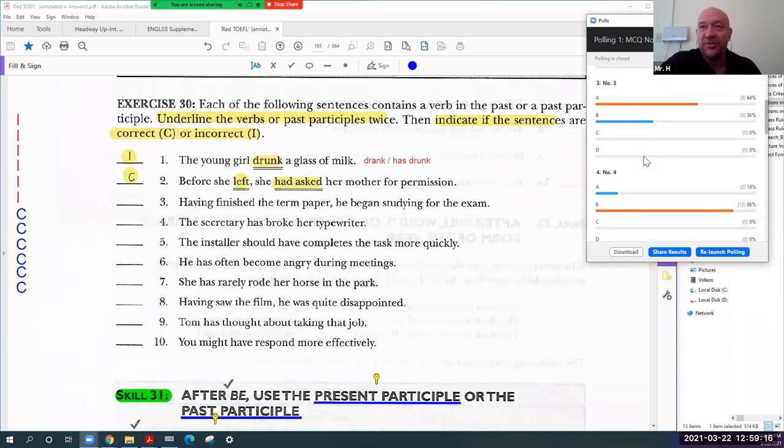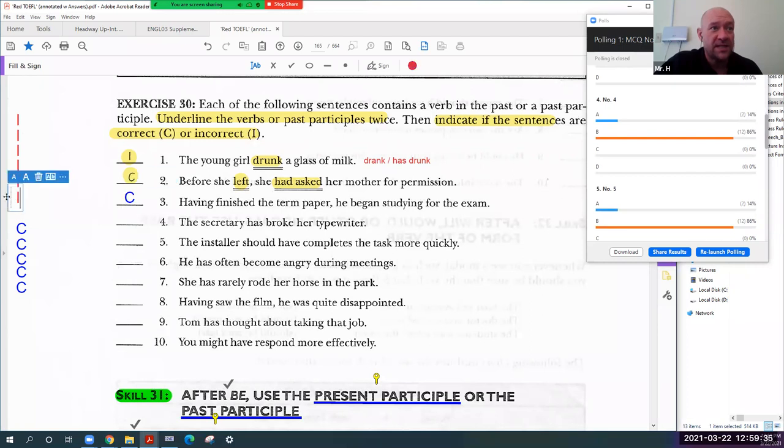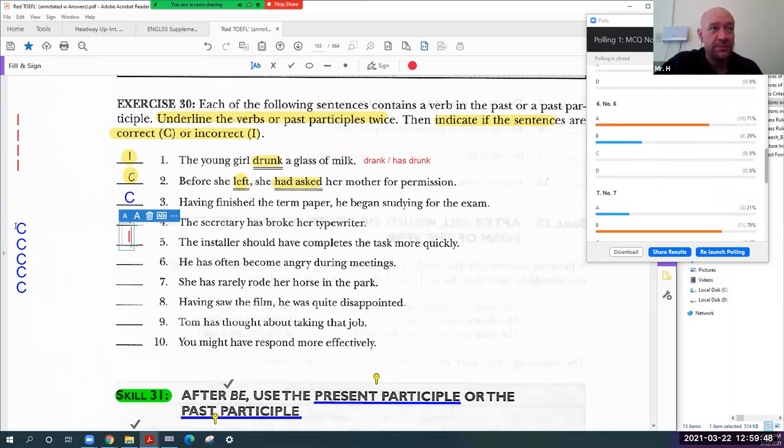All right, let's try number three, let's see. So alpha, I told you that alpha is the correct answer, right? Alpha means it's correct. So I'm gonna put a C over here, okay? Most of you selected alpha. Number four, most everybody said it's incorrect, beta. Number five, most people said incorrect, beta. Number six, most people said that it's alpha. Most people said it's correct.